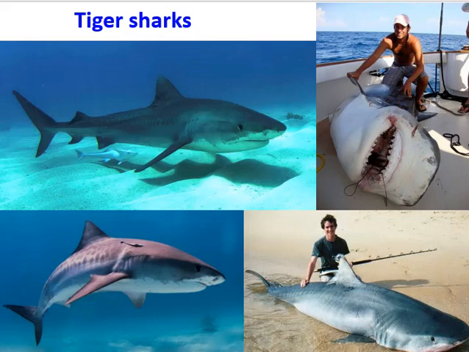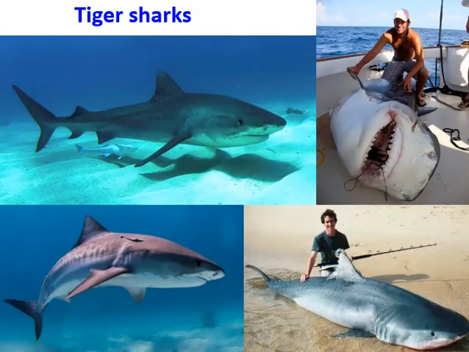Now let's move on to the tiger shark. Tiger shark is a big shark. It's one of the 3, white shark, bull shark, tiger shark, that people are afraid of. They're caught in a lot of different places. They have a very wide range of movements as well.